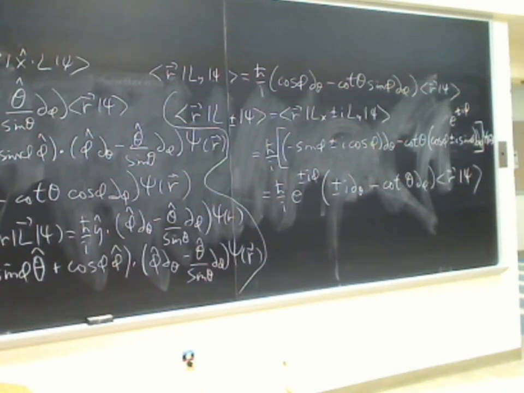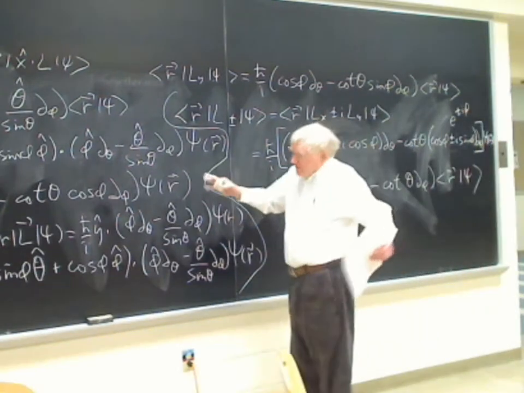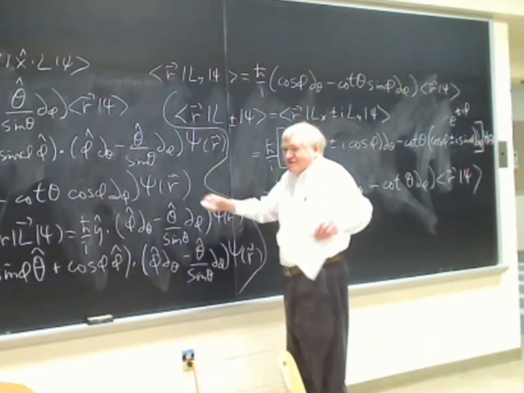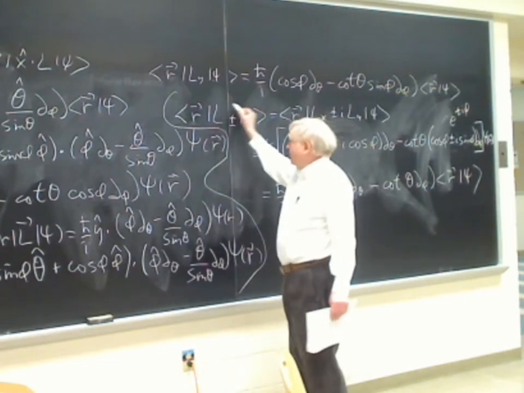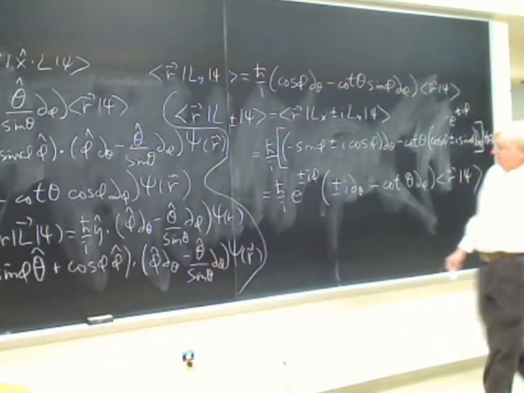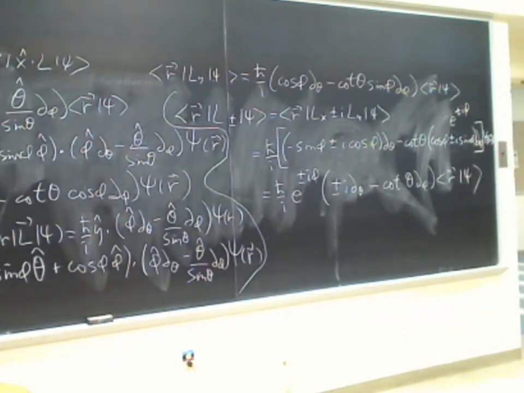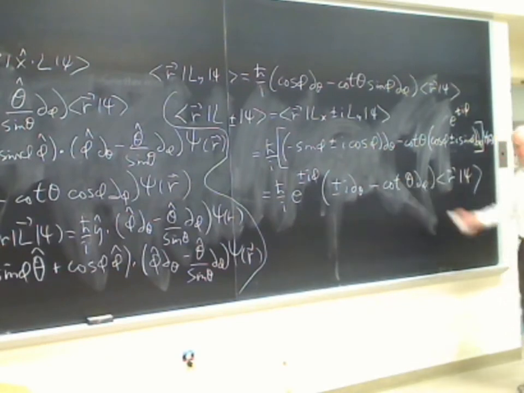All right. Well, that's a surprisingly simple expression, given that there were other expressions more complicated. Namely, that L plus or minus on psi is e to the plus or minus i phi, h bar over i, and then d by d theta with a plus or minus i, and then minus cotangent theta d by d phi. So it's simpler than one could have expected.